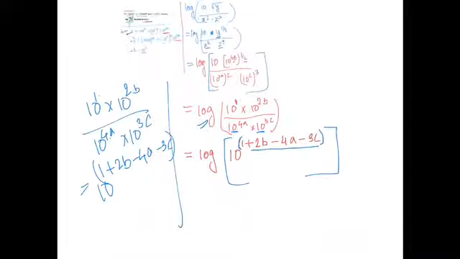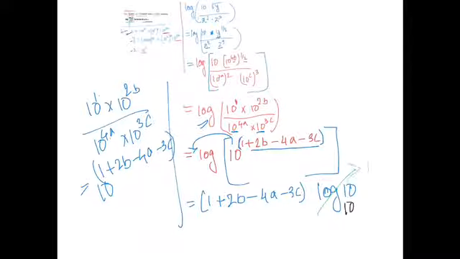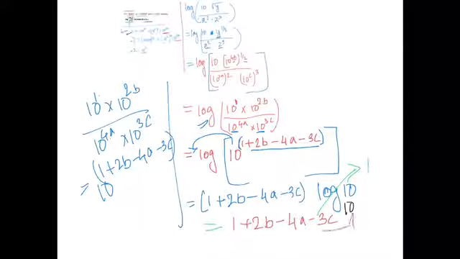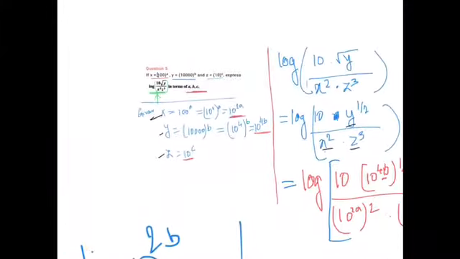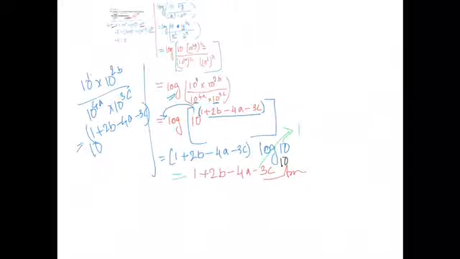So now this term can come out of this log. So what we have is 1 plus 2b minus 4a minus 3c into log 10. Now we know if no base is given, this becomes 1. So my answer is 1 plus 2b minus 4a minus 3c. So now this is an expression without x, y, z. This is an expression in a, b and c. That's what it has asked: express this term in a, b, c. That's what you have done.